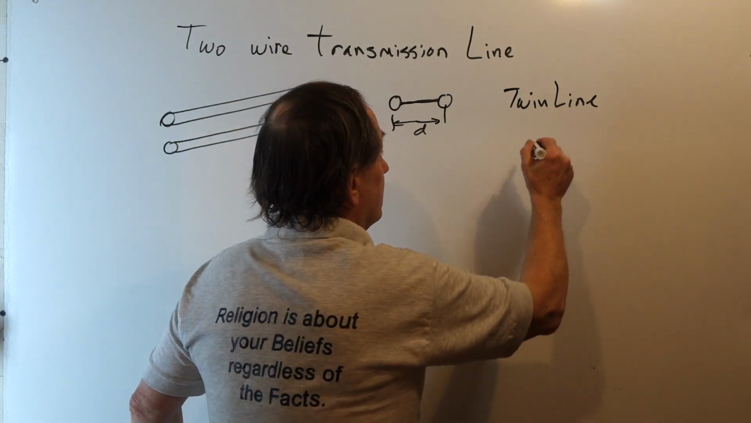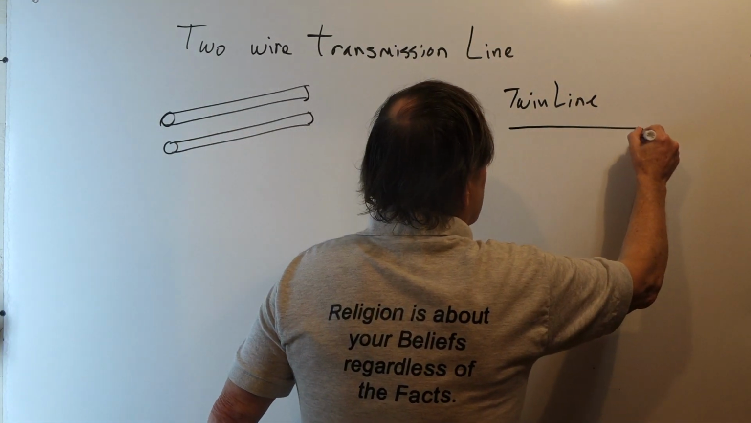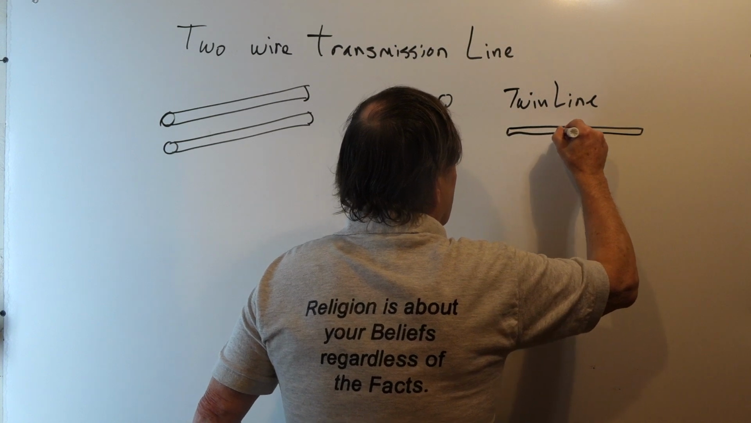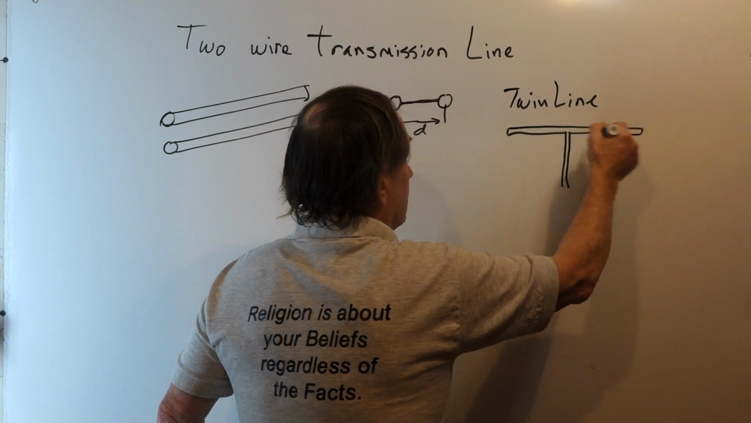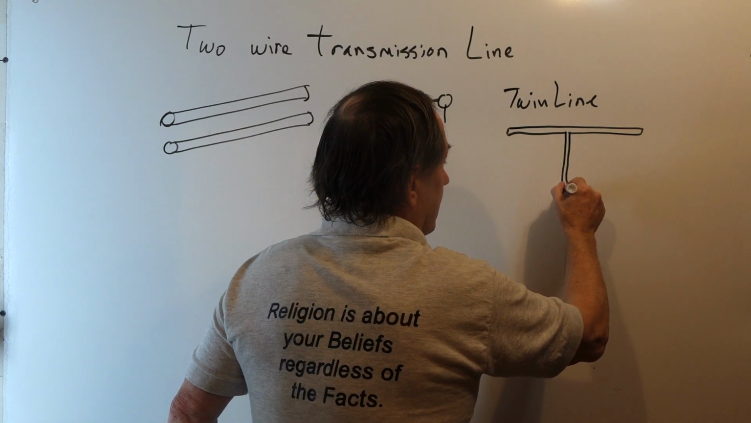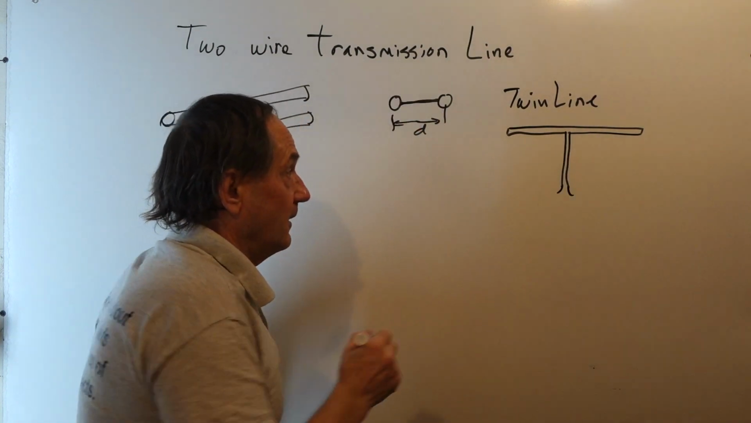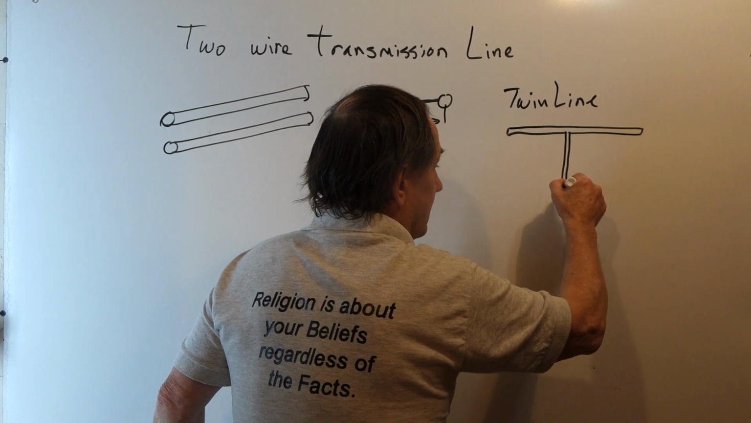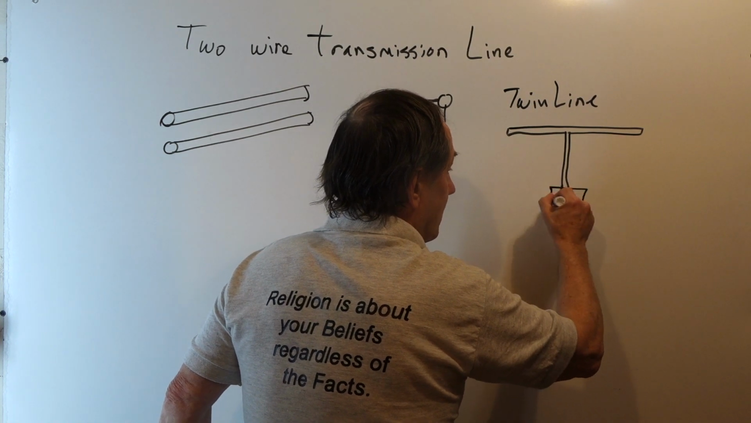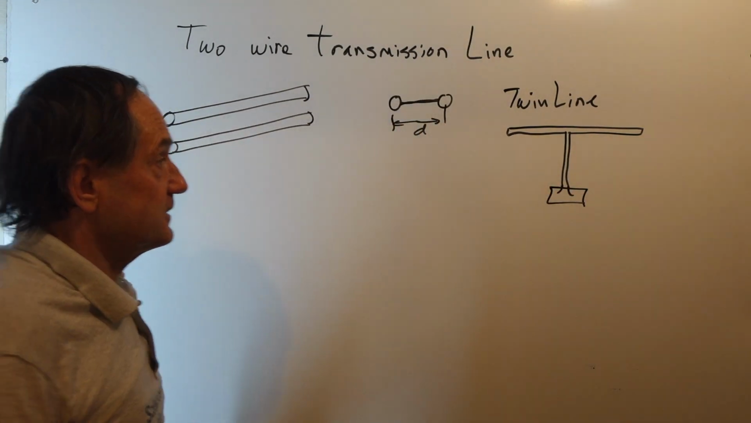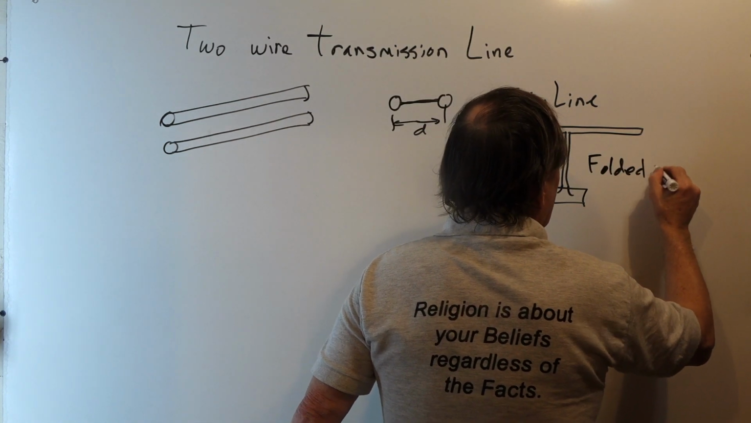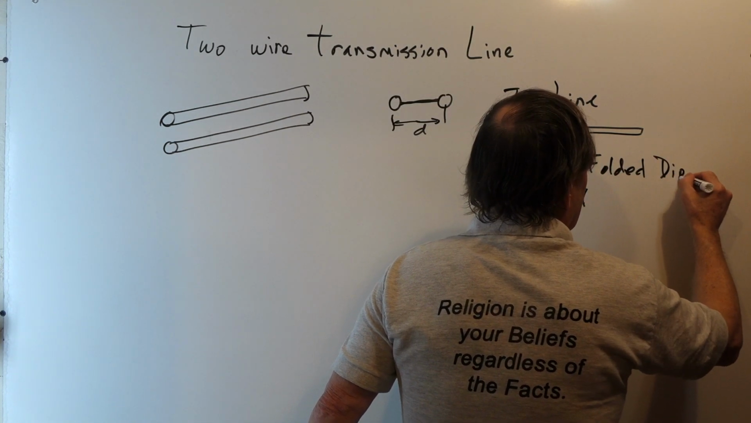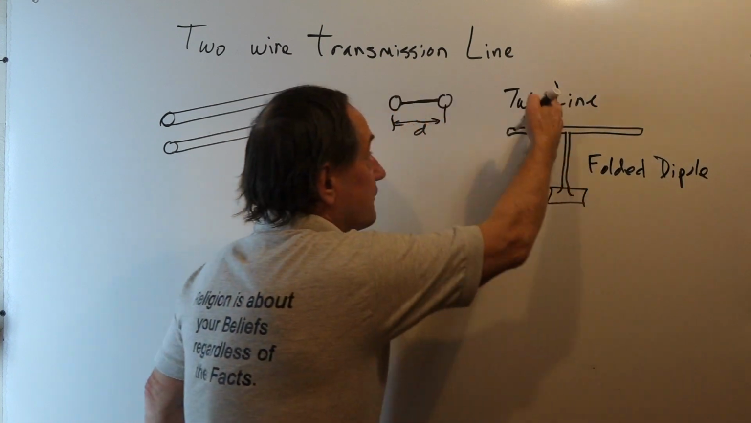And you've seen this sort of thing. You get what's called a folded dipole, which is twin lead that is shorted at the ends. Then the line tees, and then it comes down, and you hook this to your FM receiver. This is called a folded dipole, and it's just made out of twin line.